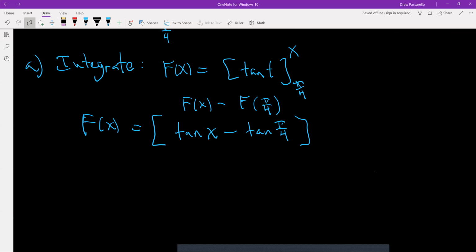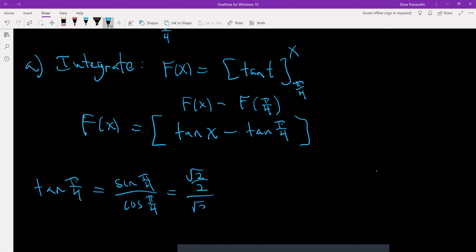So what's tangent of pi over 4? That's sine of pi over 4 over cosine of pi over 4. Well, they're both square root of 2 over 2. So tangent of pi over 4 is 1. So this is equal to tangent x minus 1. All right, that's our result for part A.